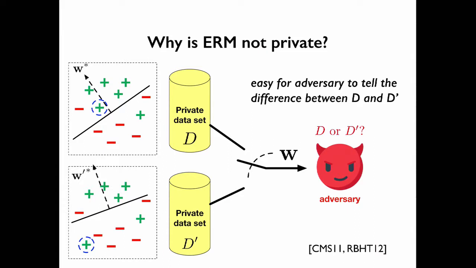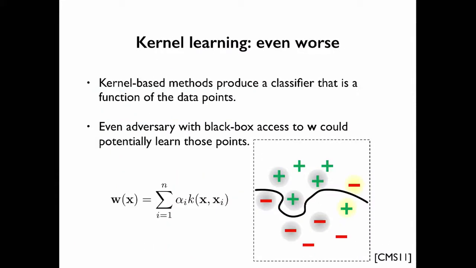Okay, so this is linear classification. Kernel learning is an even worse situation. In kernel learning, the classifier that you produce is actually a linear combination of kernel functions evaluated at your data points. So even to compute the label, you would have to reveal some of the data, which seems like a bad move from a privacy point of view. And even if you had black box access, you could imagine schemes which would repeatedly query this black box and then try to recover the data points.